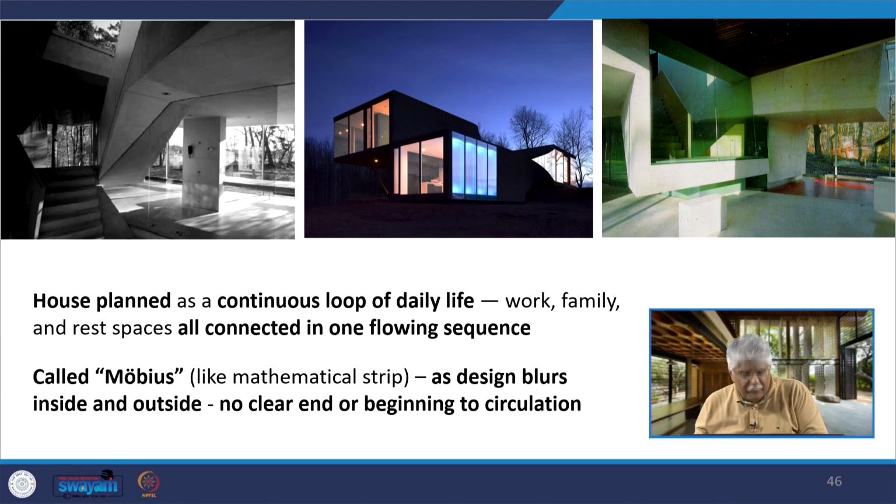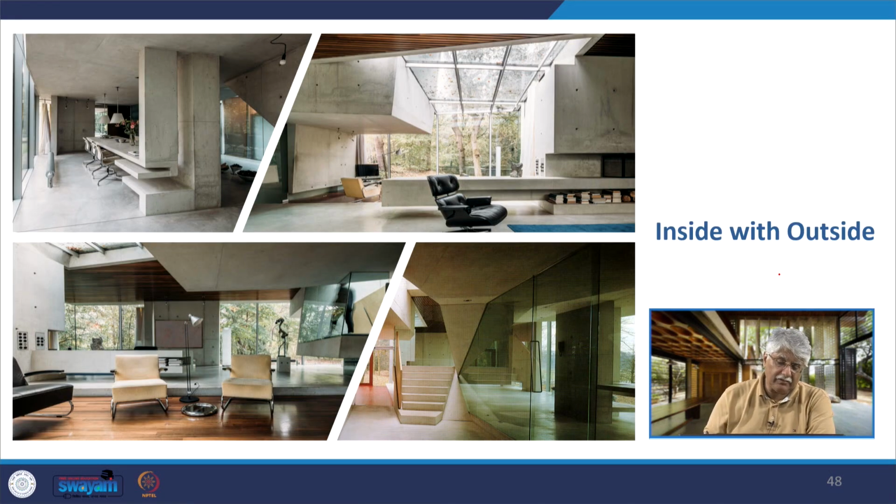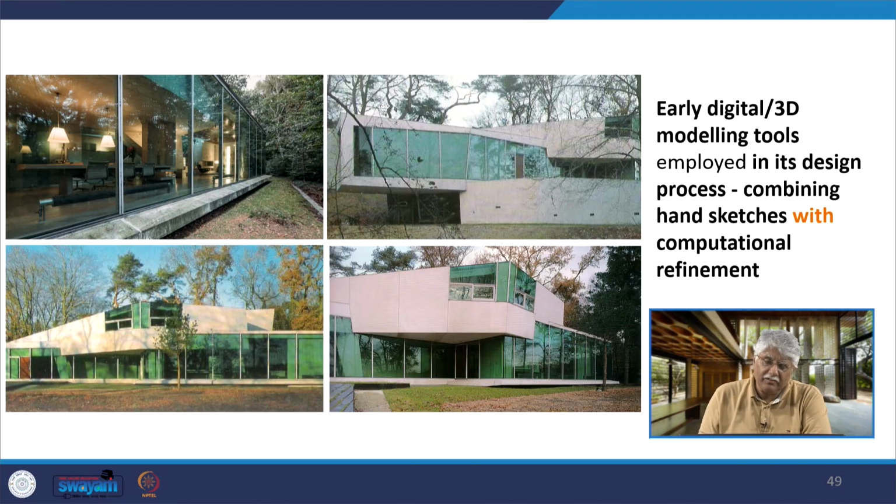It is called Mobius based on the mathematical Mobius strip, as the design also blurs the inside and the outside. There is no clear beginning or end of the circulation. It is made of concrete and glass and creates a sense of transparency. There are folding surfaces, a strong relationship with the landscape, and the way the views are framed, it opens to light and connects indoor with the outdoor. This is the connection of the inside with the outside as you see in these pictures. So this house required the earlier form of digital or 3D modeling tools employed in the design process.